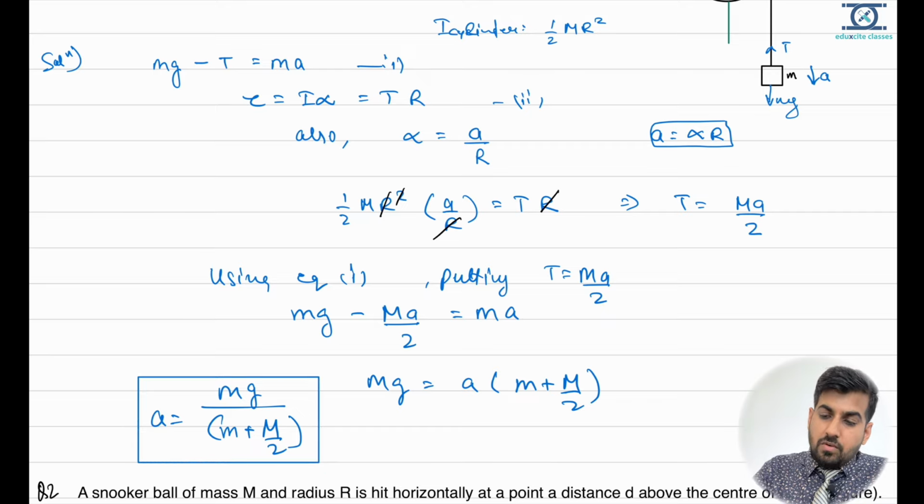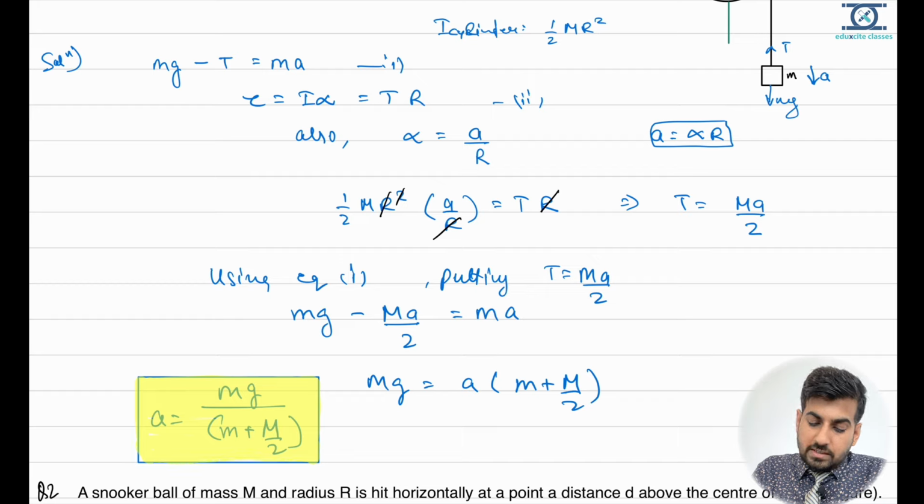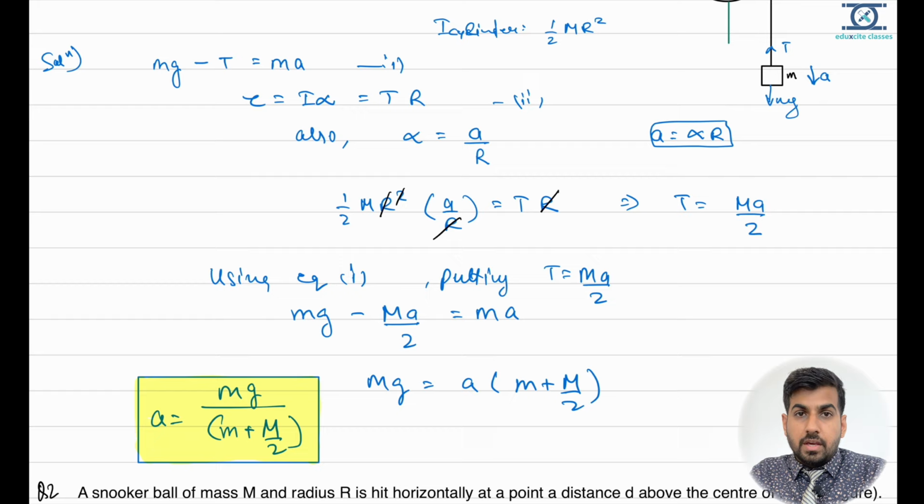Now they may give you any values for the capital M or small m, so you can put the values in and get the answer. I will request all my students to put the values always in your last step. Till then you can use your variables. You can mention the variables at the beginning of the question, and then at the end you can put the values.